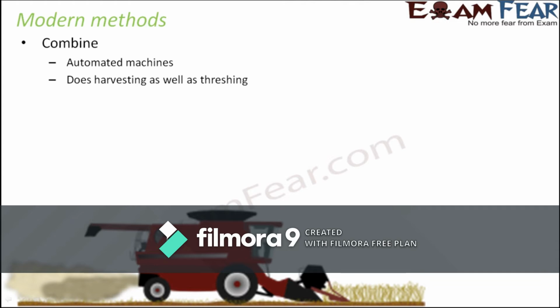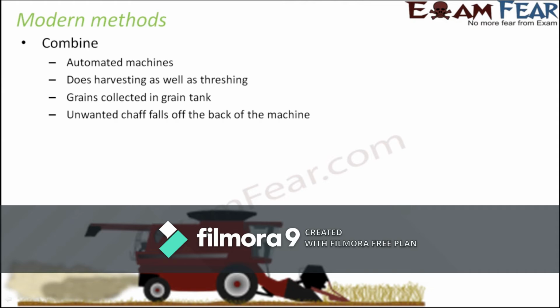So it's like a huge machine. You just run the vehicle and the machine keeps doing its own job. The grains get collected in the grain tank. There is a separate tank where all the grains get collected, and the unwanted chaff falls off the back of the machine. So you see, from the back side, all the unwanted things like the dry scaly casings or the coverings of seeds or the stalks, they all get thrown out by the end of the machine.